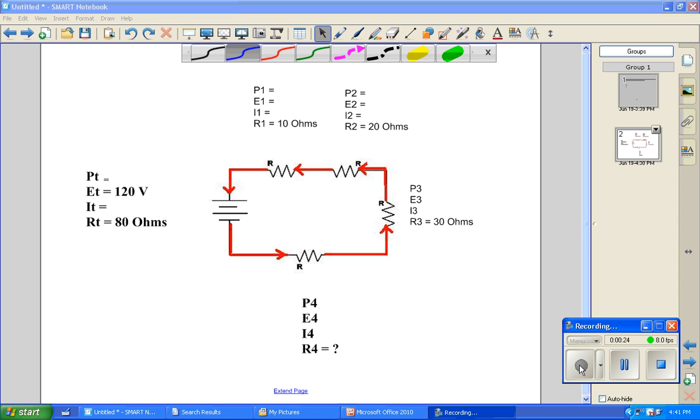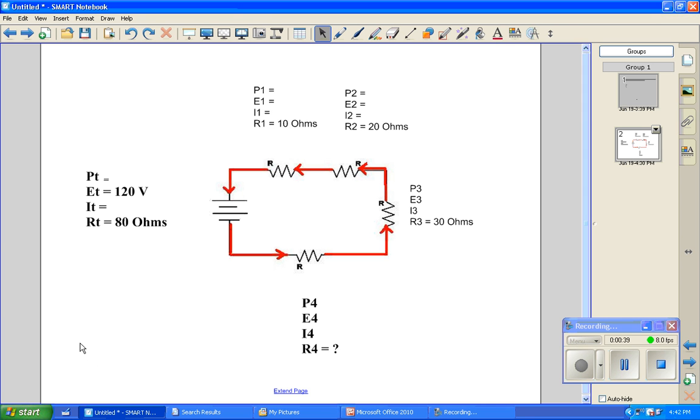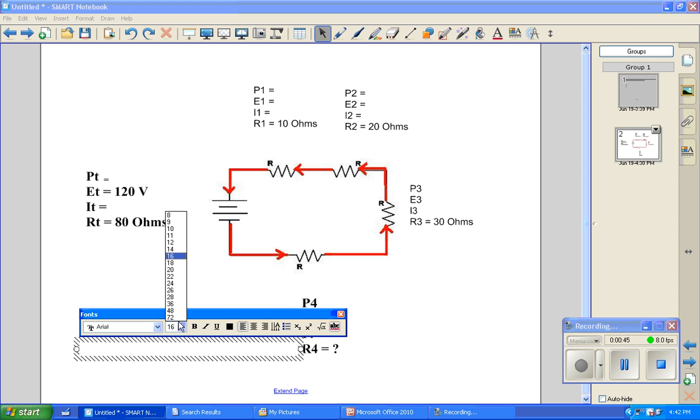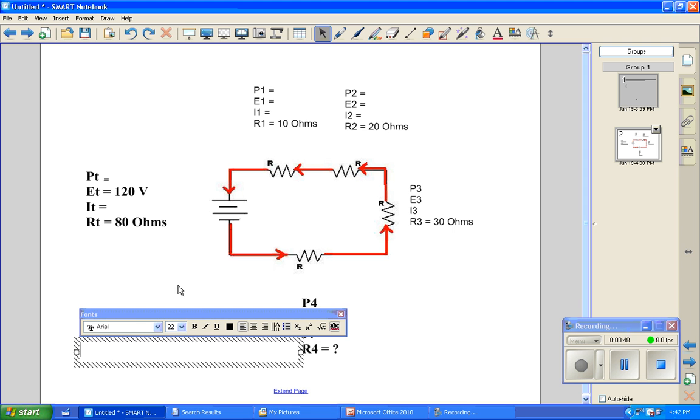Now we know from our 3x5 card that resistance total is the total of all the resistances, right? So let's write out that formula of what that says. That says RT is equal to, in this case, R1 plus R2 plus R3 plus R4.